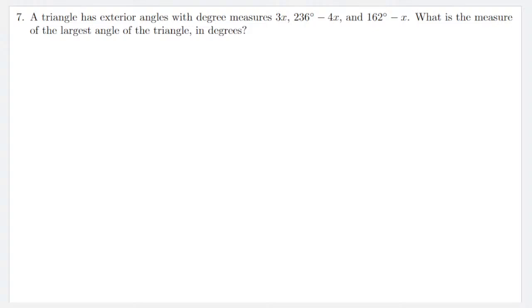And so now we can solve for x. So if we combine the terms of x, we have minus 2x plus 398 degrees equals 360 degrees.